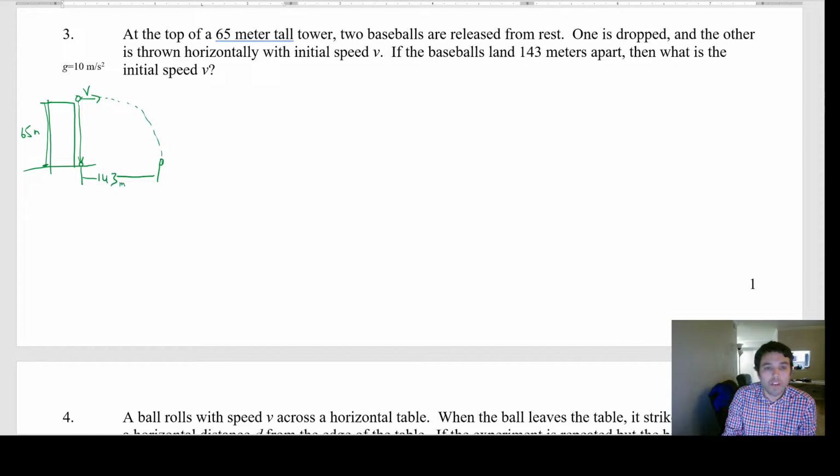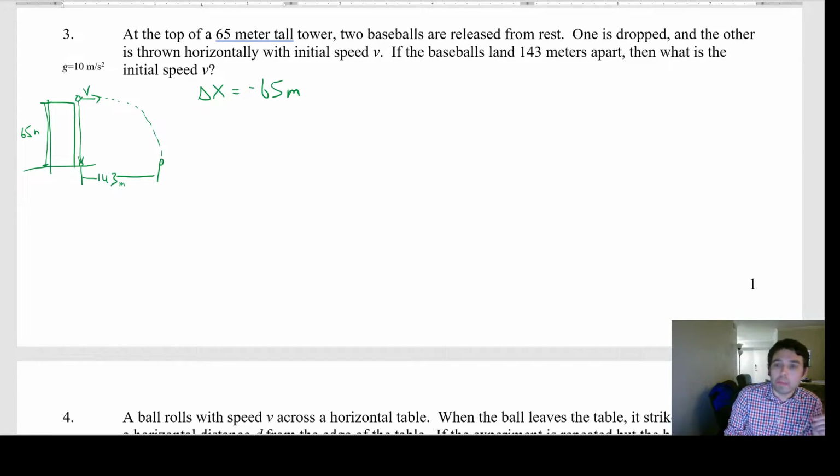So if we find the time for one, we know the time for both. So what's time? Well, we know that this thing is going to have a change of displacement of negative 65 meters. Now you can do positive or negative. I like doing negative. Here's why. I like making the ground my origin, my zero position, right? And I like making however high up I am, the height.